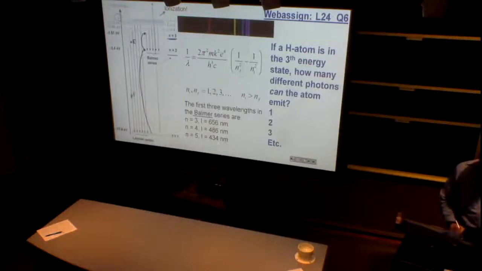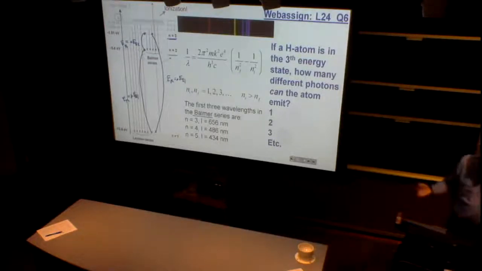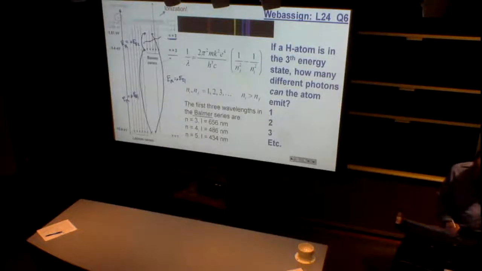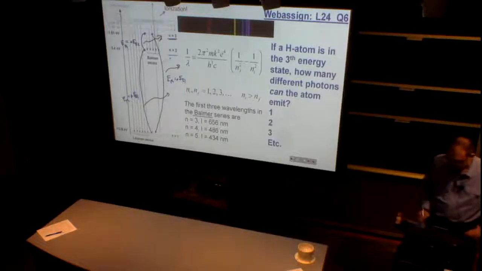That's another possible energy difference for the electron, which is a photon energy. But also, an electron can jump directly from the third to the ground state. That gives the most energetic photon. We call these 3 to 2, 2 to 1, and 3 to 1. Because there are no other energy levels existing, that's the only thing that can happen, which means only three different photons can be emitted in this situation. The answer is 3.